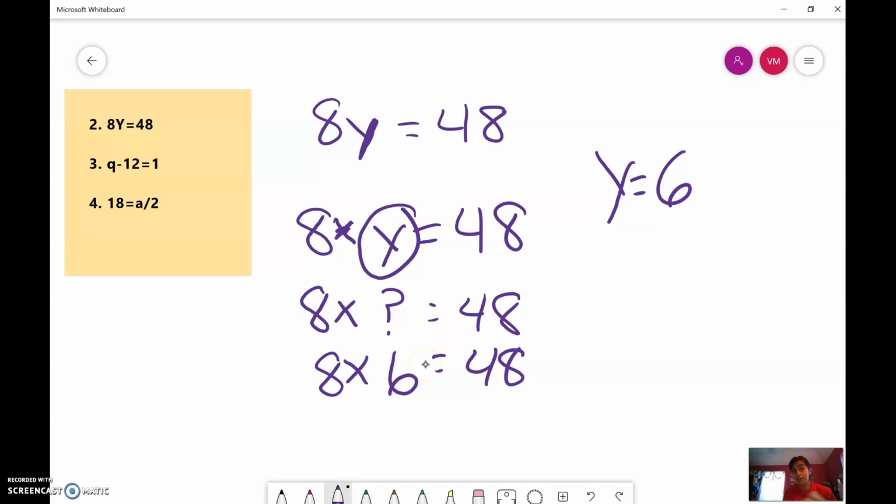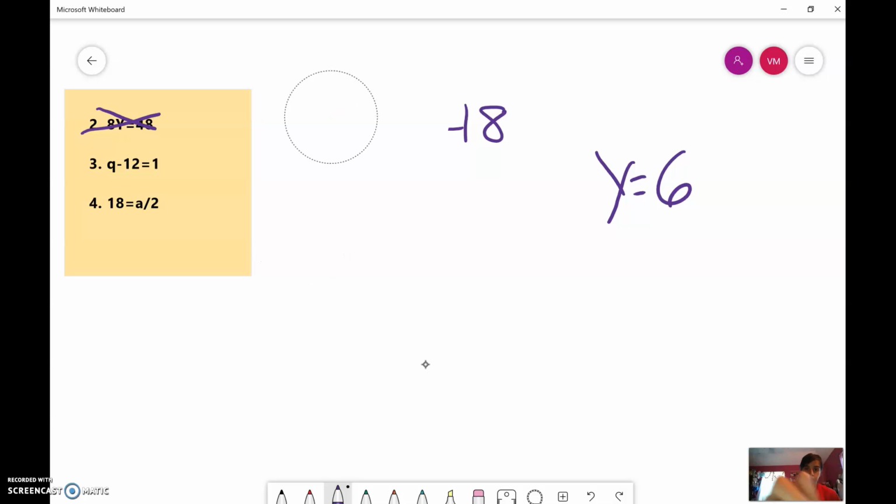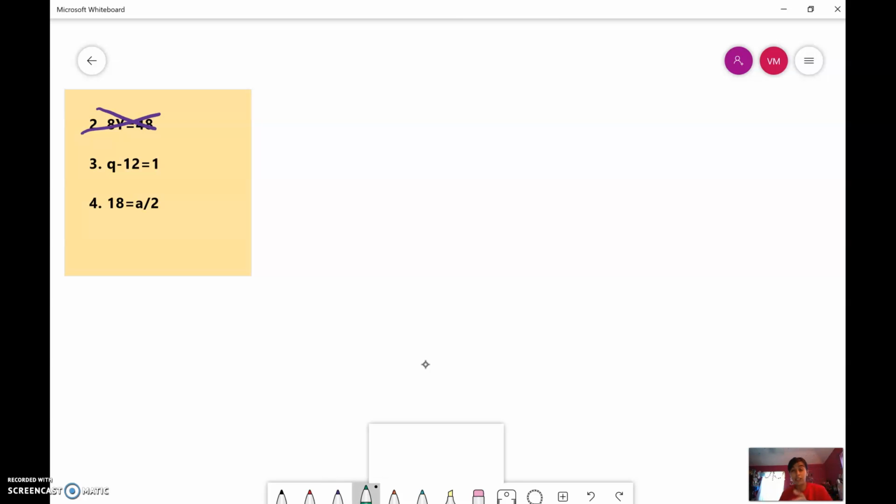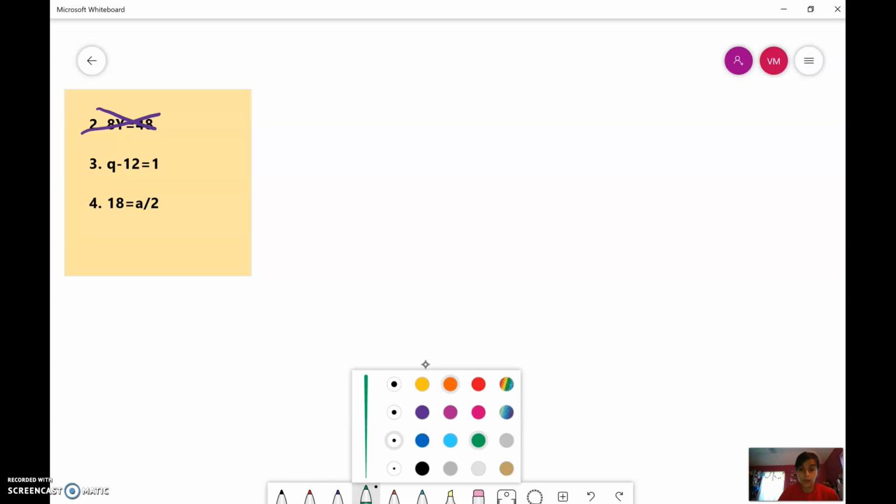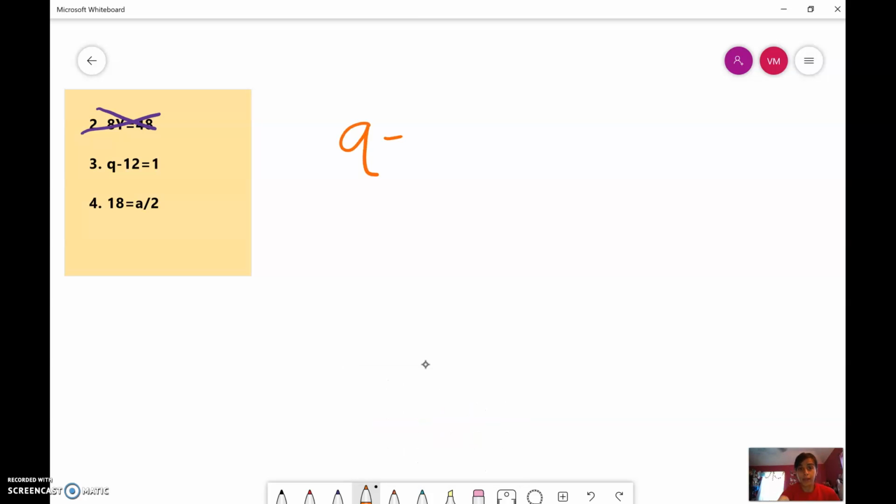I'm going to erase it. You already know that y equals 6, and I'm going to start over. Now I'm going to start with the next one. You also didn't like that one, but it is something that you can do, and I'm going to guide you a little bit. So I had q minus 12 equals 1.